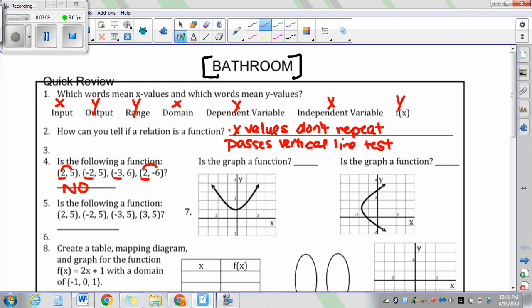In the second one, same thing, I'm just looking at the x values. None of the x values repeat. There's a positive and a negative, but that is okay. So yes, it is a function.